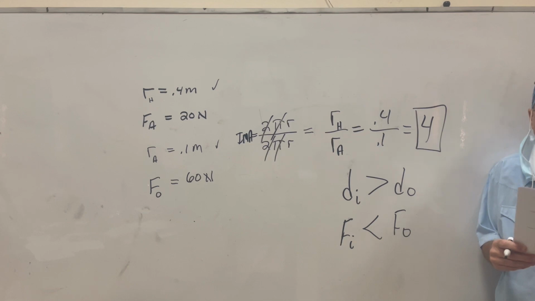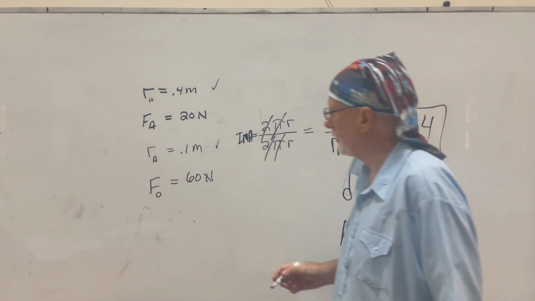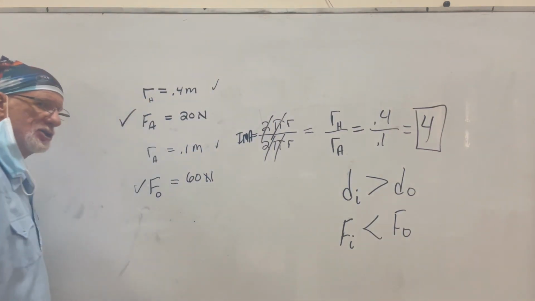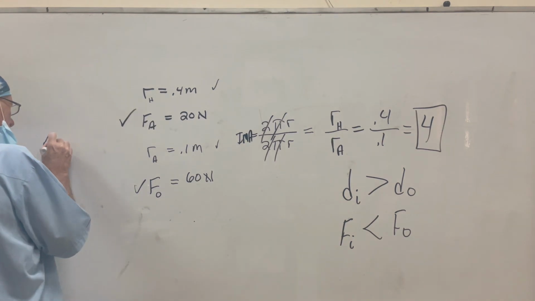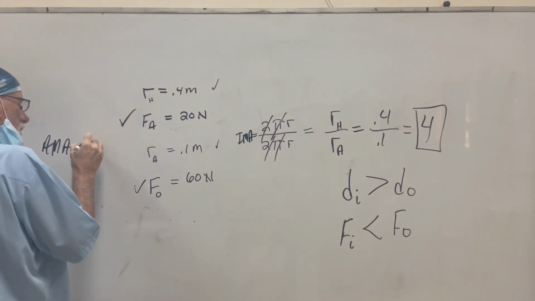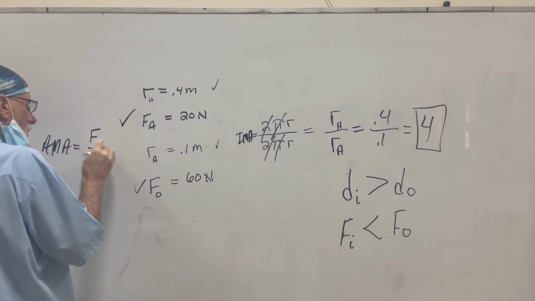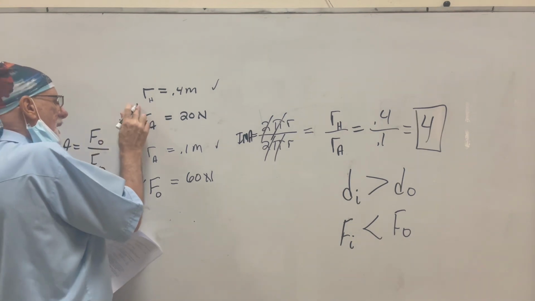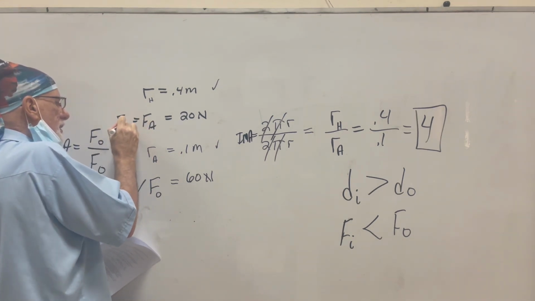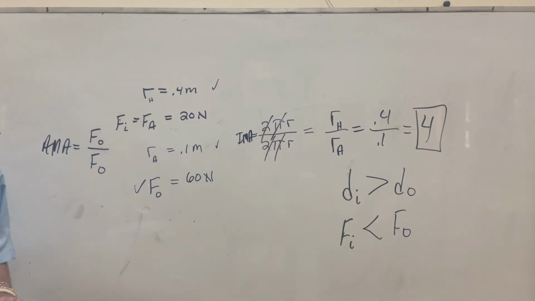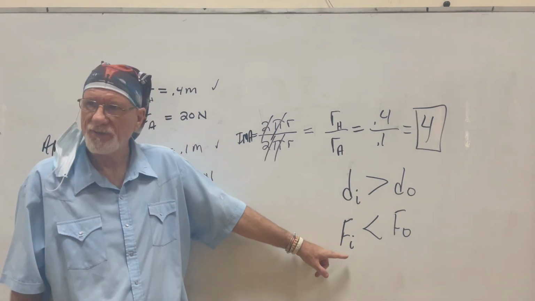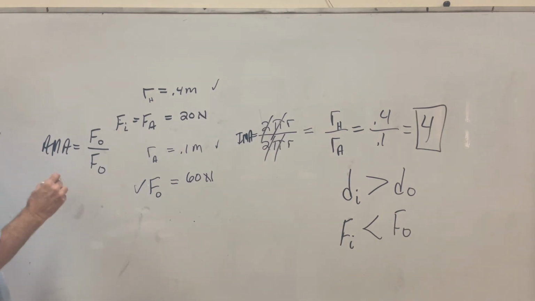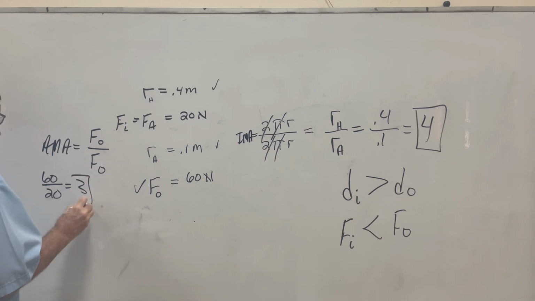What is the actual mechanical advantage? Well, it would be 60 divided by 20, correct? Because actual mechanical advantage equals FO over FI. FO is 60, and FI is 20. FI is smaller, right? And so it's 60 over 20, which equals 3.